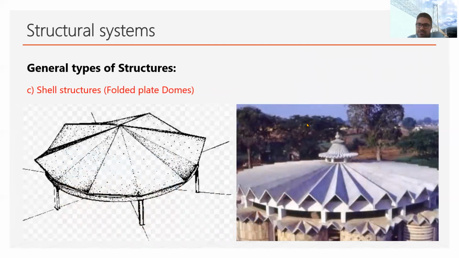Domes can be constructed using folded plate elements also. There you can see special domes which are constructed using folded plate elements. These domes may be constructed with a small angle between the plates or with a large angle between the plates. I'm talking about these angle systems. The angle between the plates can be small or large, so based on the angle system, the structural action will be different for each system.